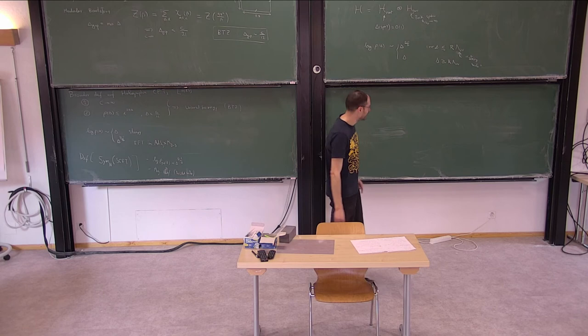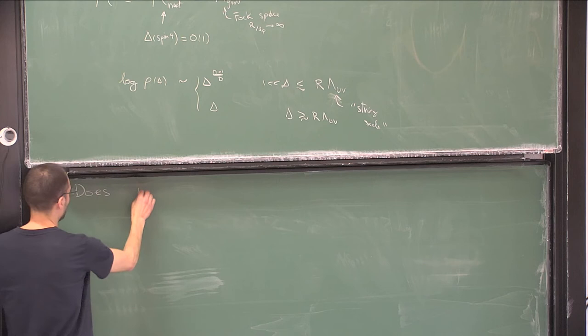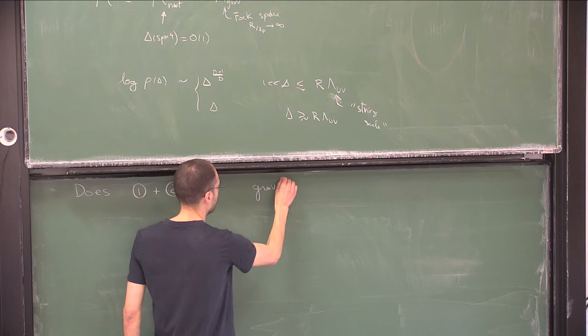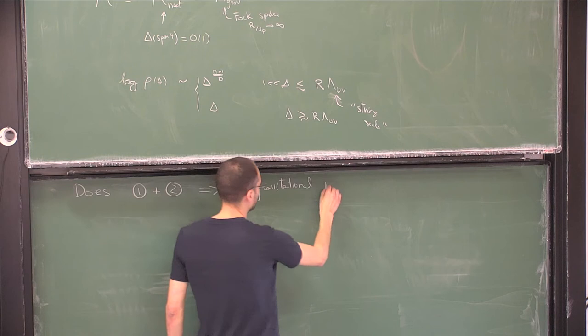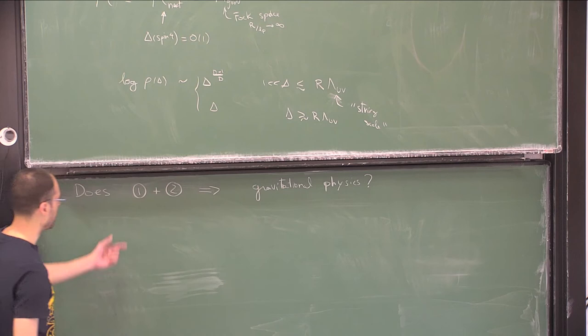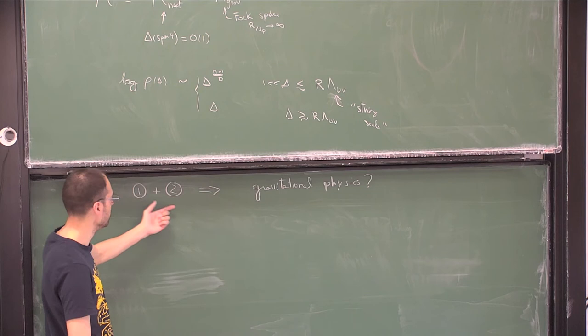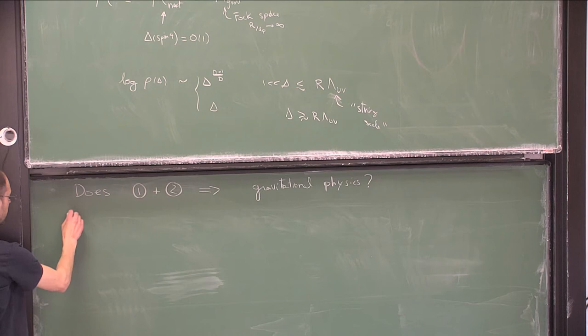There's been a lot of work in this direction. You take these two conditions, large N and large gap, and you ask, does this imply gravitational physics? These were two very vague conditions, just some weak coupling and some spectrum condition, but now there are many observables that can probe gravity. The question is, are these indeed sufficient to imply all of that? And the most studied example is correlators.